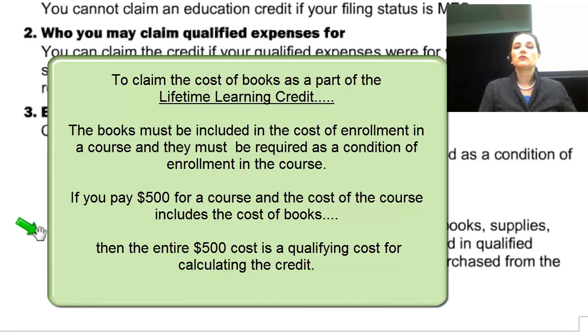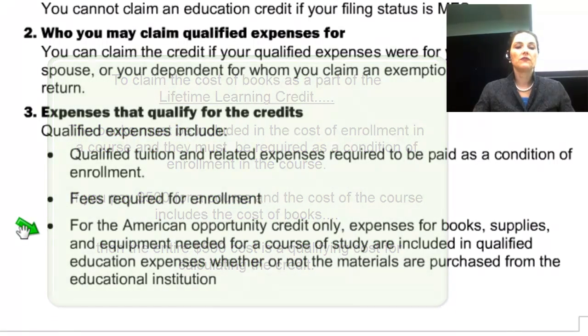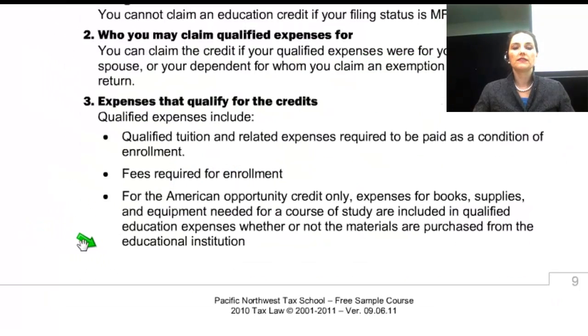So essentially, let's just suppose you paid $500 to take a course, and the course comes with $100 textbooks that is included in that price. Then you would be allowed to claim the cost because it was part of the cost of the tuition. But if it is not required to be purchased directly from the school as a condition of enrollment, you cannot claim the cost for the Lifetime Learning Credit, but you can claim it if you are claiming the American Opportunity Credit.